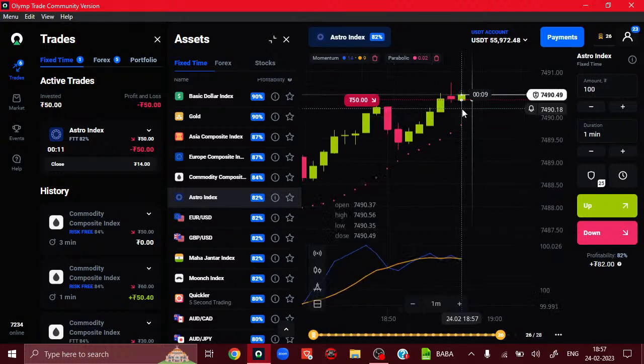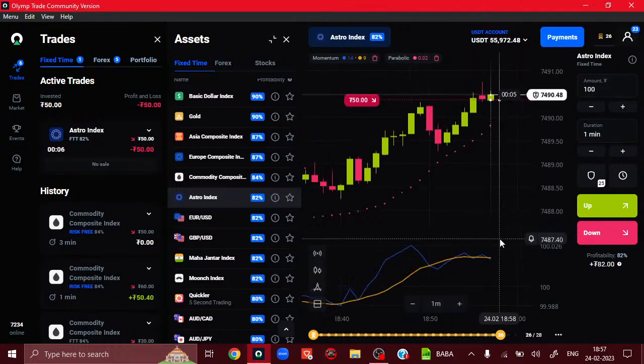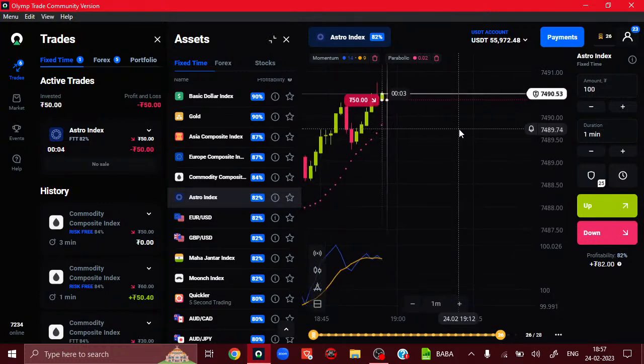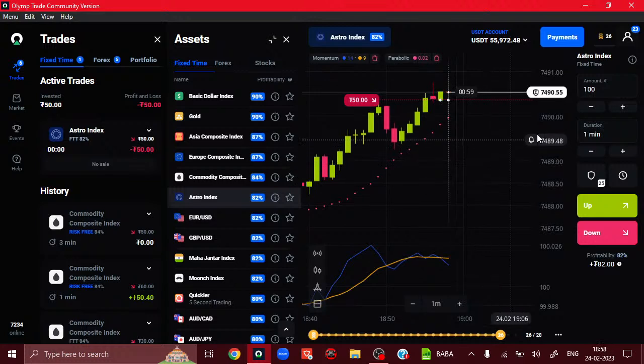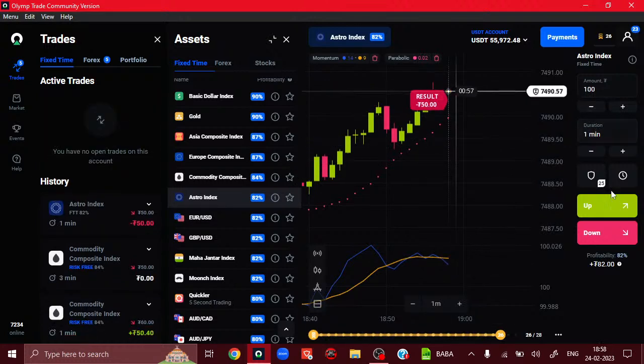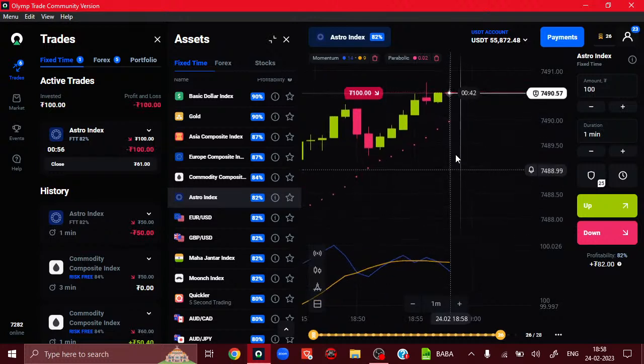Guys, we can see that the previous candle has faced some rejection from the upward side. So we should get at least one candle in the downward direction. So again I will try in the downward direction, considering this level the resistance. Okay, so one more trade in the downward direction.